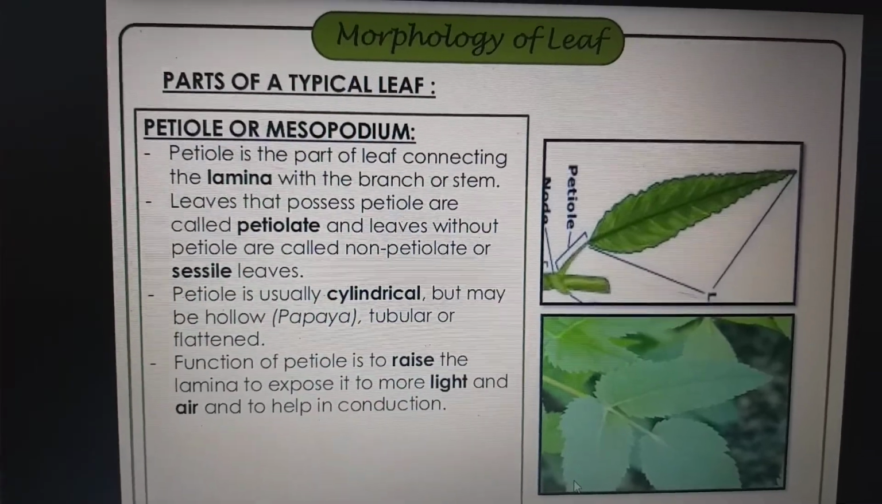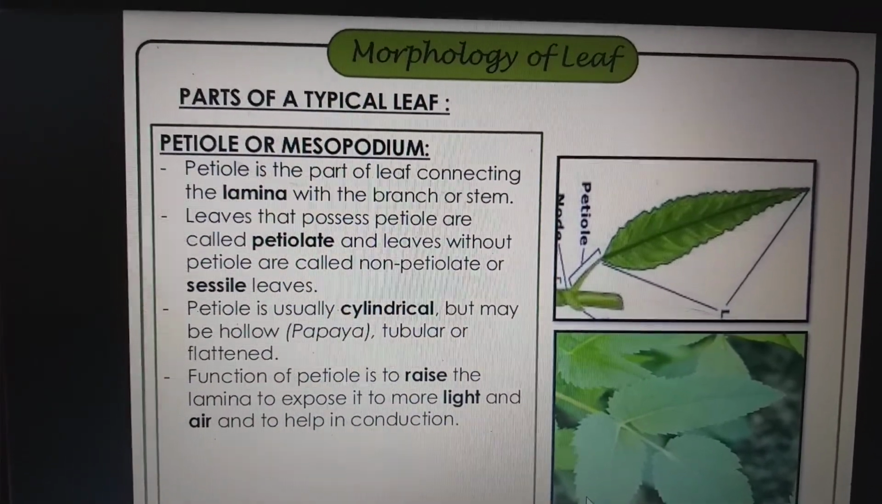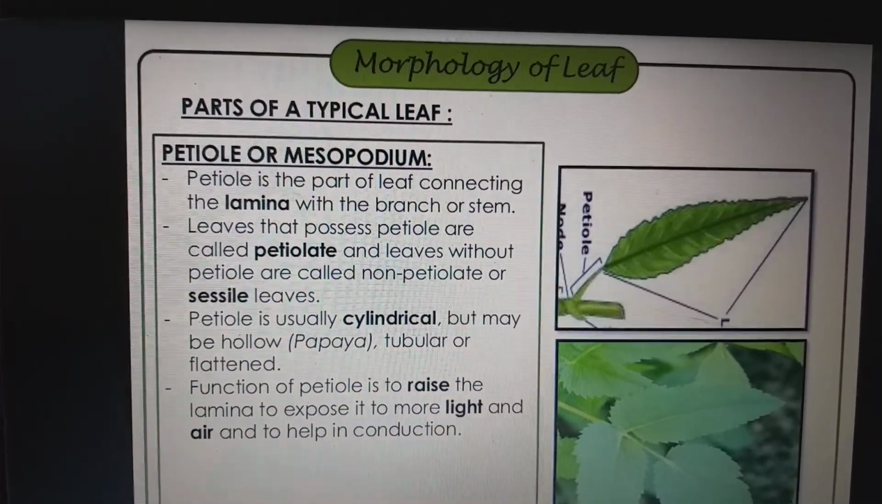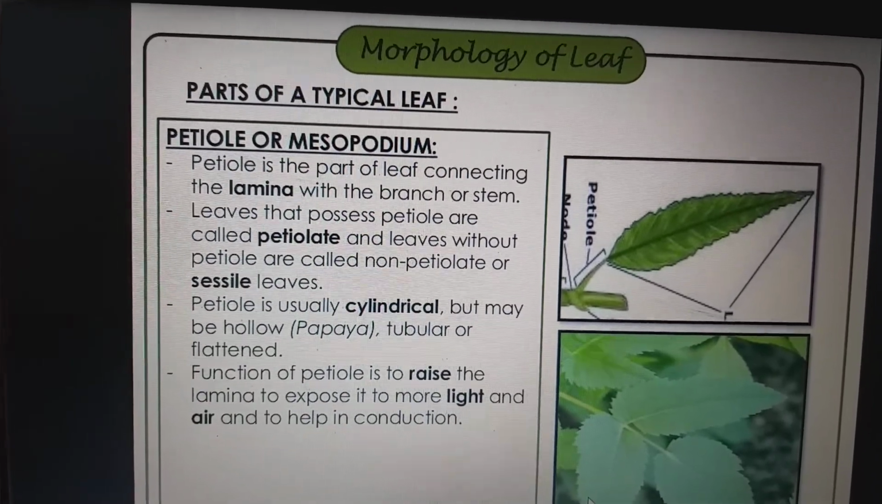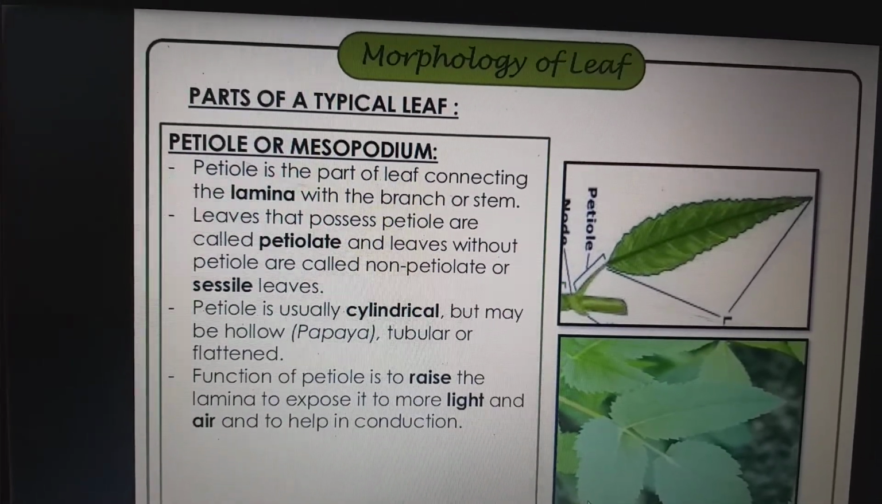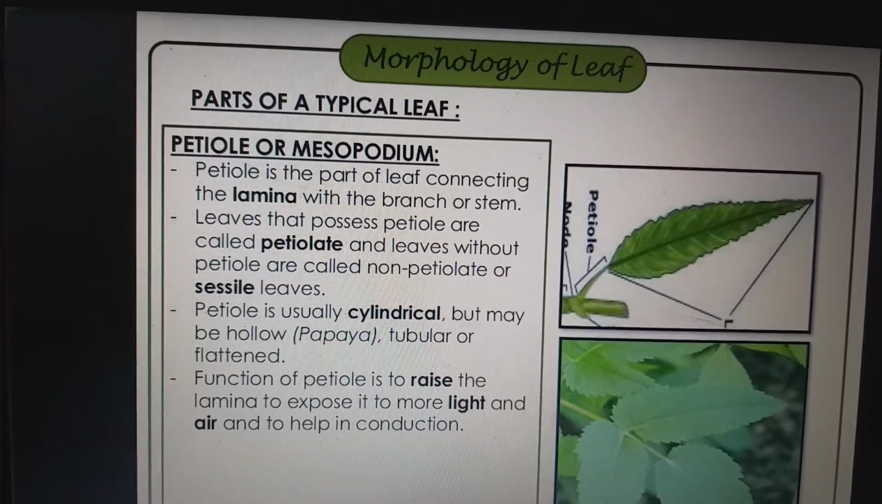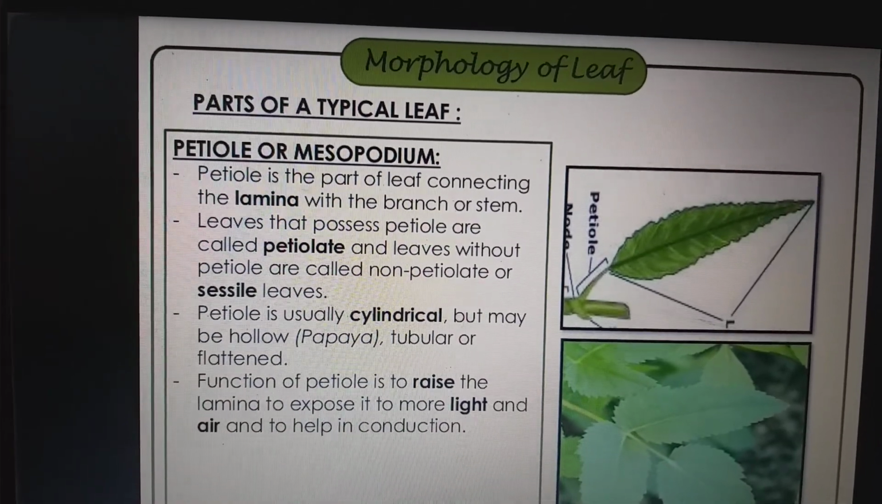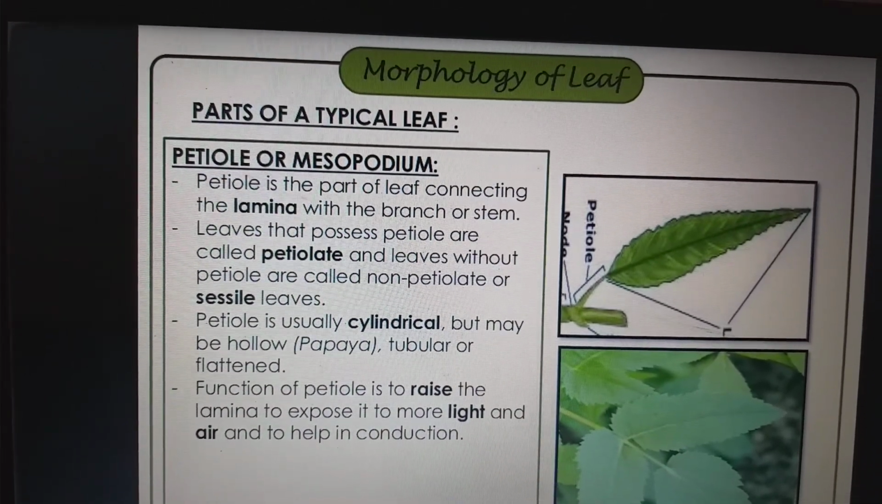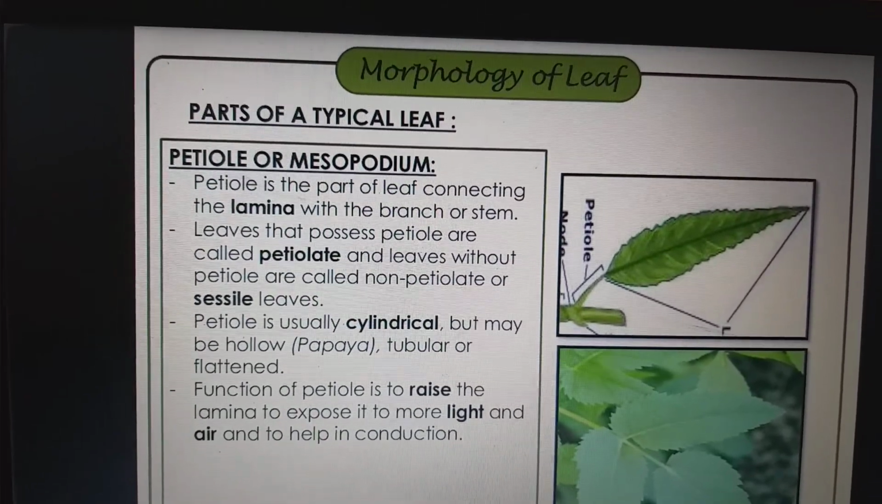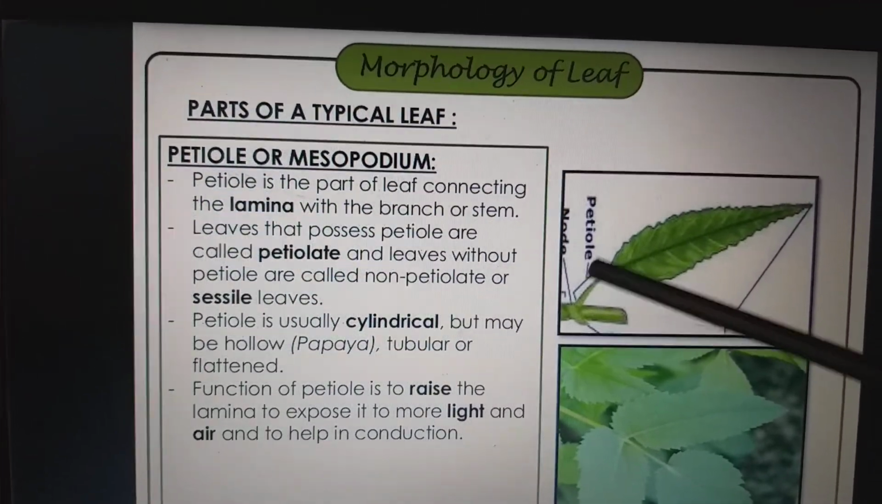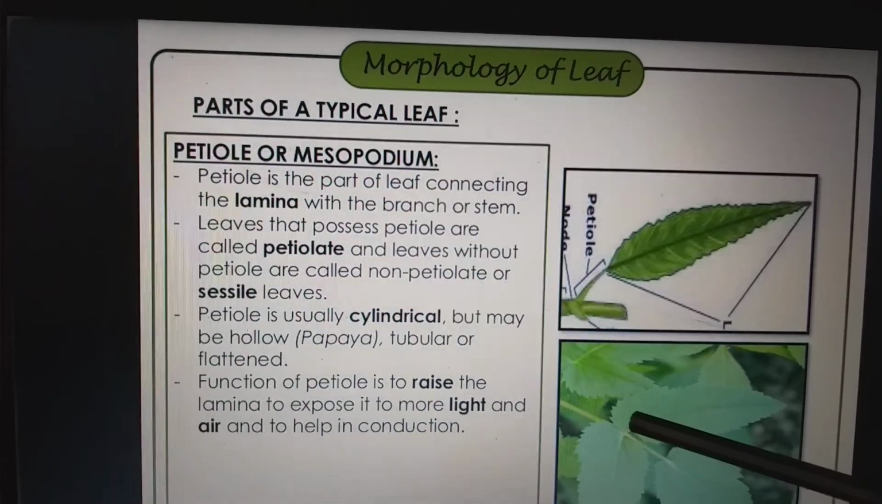And coming to the next, petiole or mesopodium. The petiole is the part of the leaf connecting the lamina with the base of the stem. The leaf that possesses a petiole we call petiolate, and the leaves without a petiole we call non-petiolate or sessile leaves. So this is the petiole and this is a non-petiolate leaf.